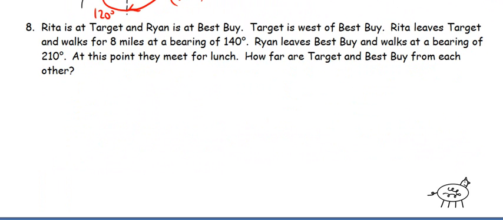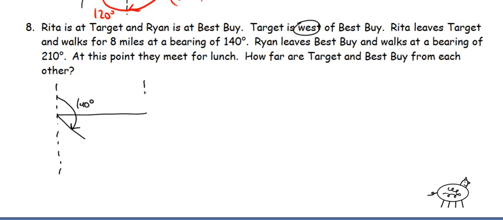Good old Rita and Ryan, my niece and nephew. All right, Rita is at Target. She likes Target. And Ryan is at Best Buy. He likes Best Buy. Target is west of Best Buy. So let's draw this. As soon as you see that word west, man, you know it's an east-west line. And Rita leaves Target and walks for 8 miles at a bearing of 140 degrees. All right, so that's pretty easy. And that's 140 degrees is here.